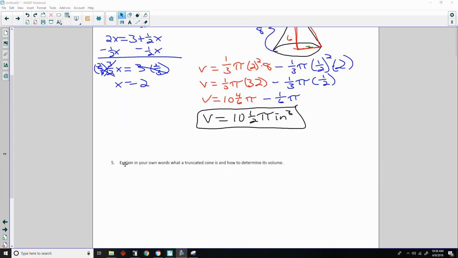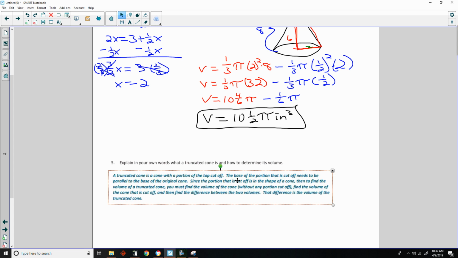Okay, now it says explain in your own words what a truncated cone is and how to determine its volume. So you should have something like this. A truncated cone is a cone with a portion of the top cut off. The base of the portion that is cut off needs to be parallel to the base of the original cone. Since the portion that is cut off is in the shape of a cone, then to find the volume of the truncated cone, you must find the volume of the cone without any portion cut off, find the volume of the cone that is cut off, and then find the difference between the two volumes. That difference is the volume of the truncated cone.